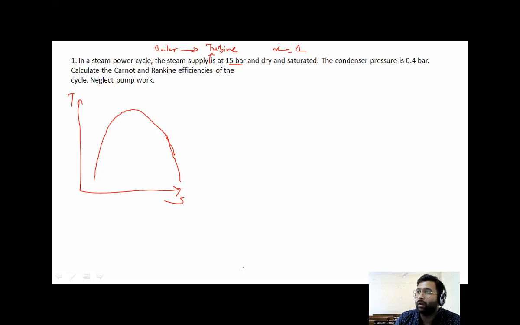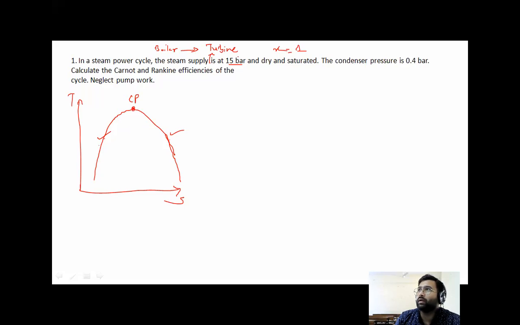So what is this curve called? This is a saturation curve. The left part here is liquid saturation, the right part is vapor saturation. This summit point, this apex point, is called the critical point. Okay, so that much you know.